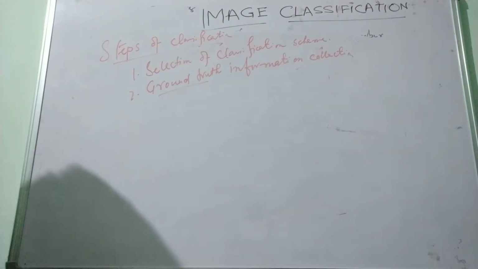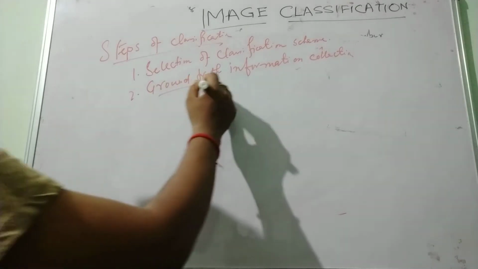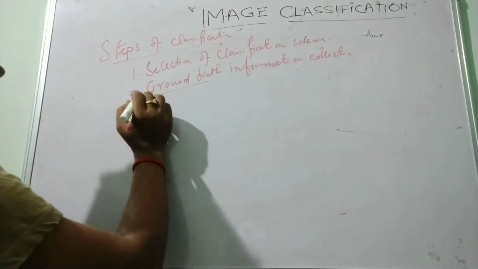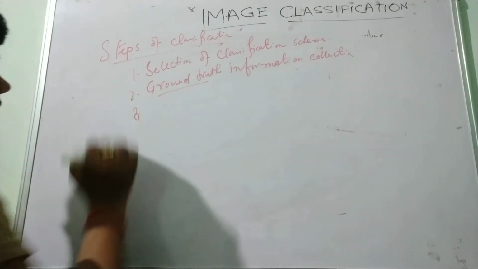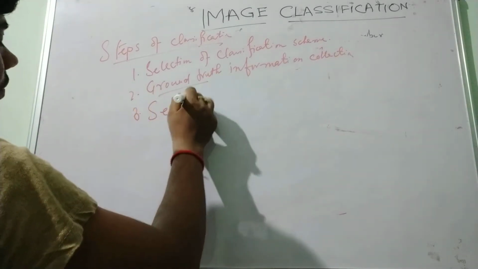Ground truth means the field-based survey data that the team visits on the ground to collect information on the number of sites where the features of interest are located. After that, the location and extent of the features that can be precisely demarcated in the image are used to classify the image. Next, third, the selection of training sites.